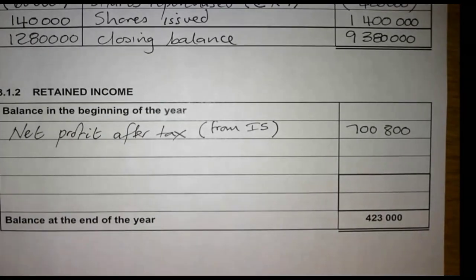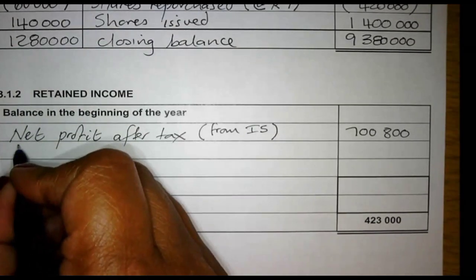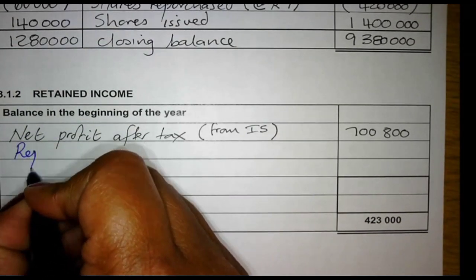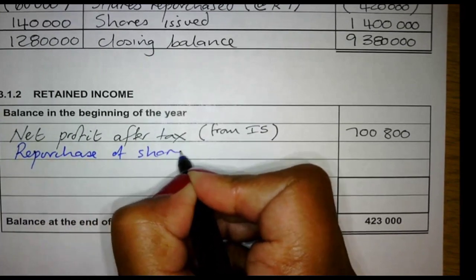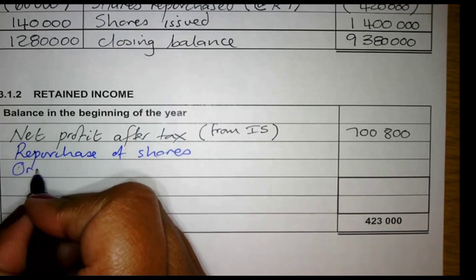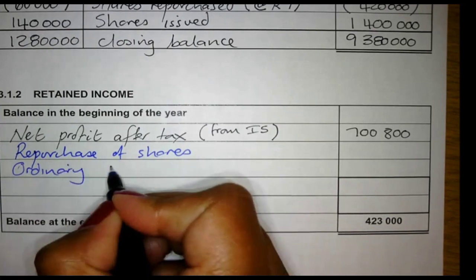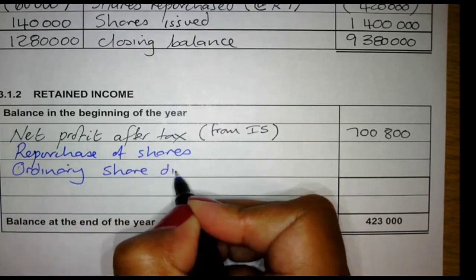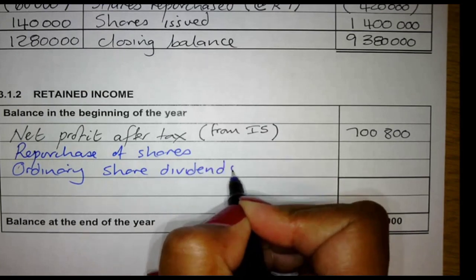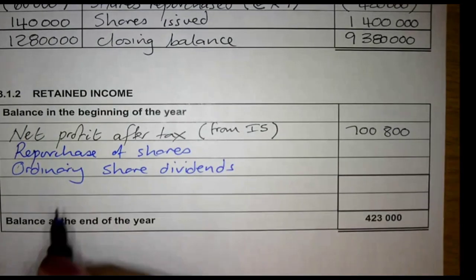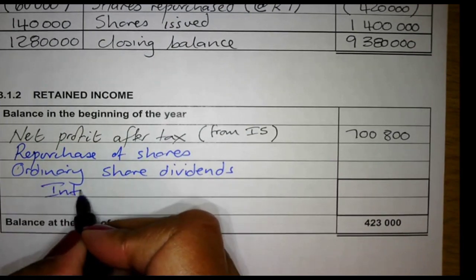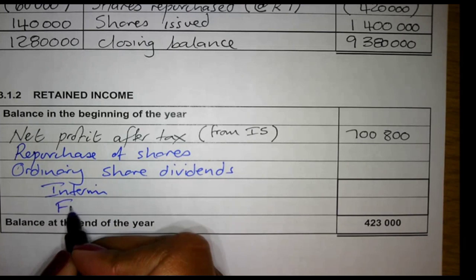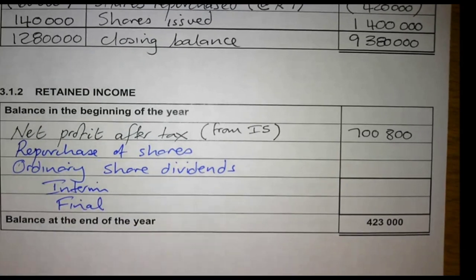Now, here comes my memorization. I need to know that I first put in repurchase of shares, and then it's ordinary share dividends. You're filling in a puzzle, okay? What do my ordinary share dividends consist of? Interim and final.